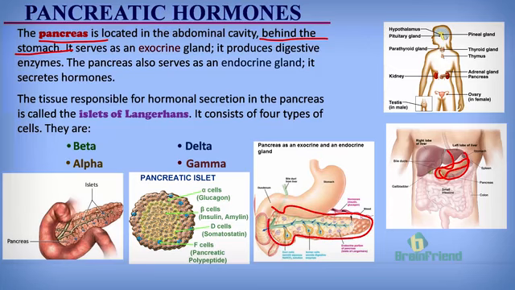The pancreas acts as an exocrine gland as well as an endocrine gland. Remember our lesson on exocrine glands? We said exocrine glands are glands that release their secretion into ducts or into channels. So as an exocrine gland, the pancreas secretes digestive enzymes. Remember that pancreatic juice that plays a role in digestion, it is secreted by the pancreas.